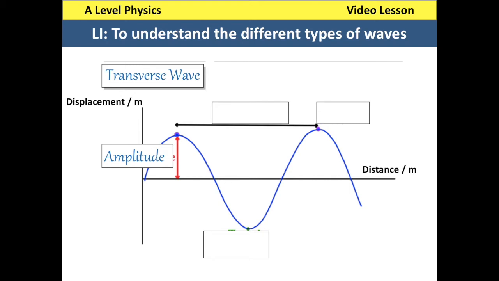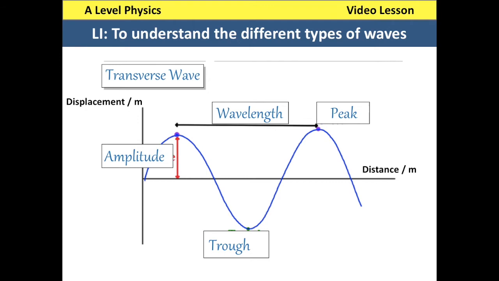Now the distance from one peak to the next peak we will call the wavelength. And then we can also label the peak of the wave itself, and then the opposite to the peak down below there is a trough. You should have done all of that before at GCSE.